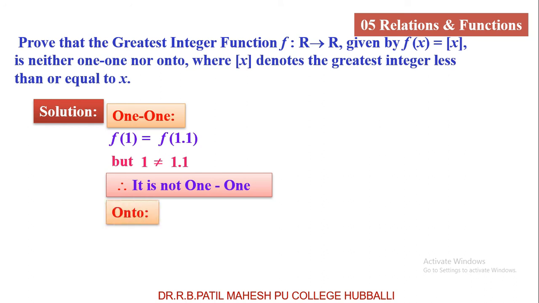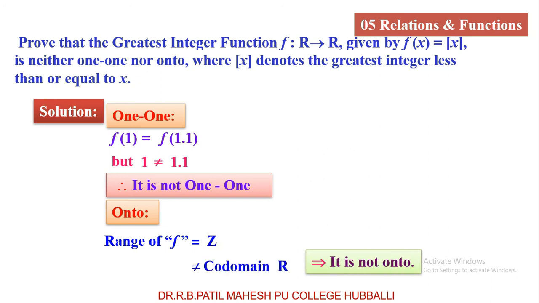Next, let me find out the range of the function for onto. What is the range? Here integers only we get. You can observe the greatest integer itself says the range of this function is Z. Definitely not equal to the codomain, which is capital R. So the codomain is not equal to the range, and it is not an onto function. Very simple, the greatest integer function is neither one-one nor onto.